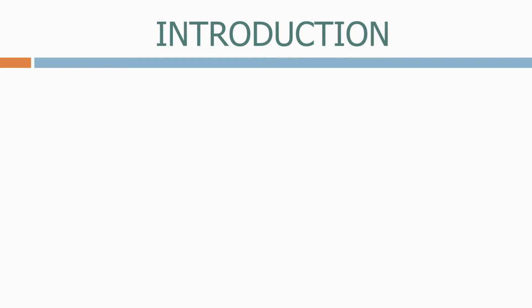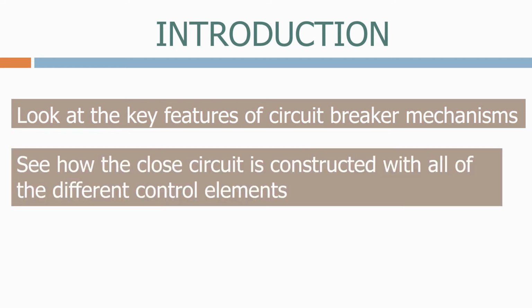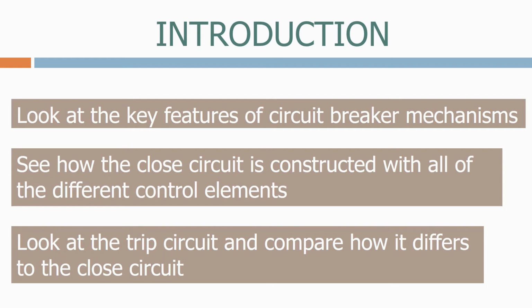The aims of the course today are: look at the key features of circuit breaker mechanisms. See how the closed circuit is constructed with all of the different control elements. Look at the trip circuit and compare how it differs to the closed circuit.